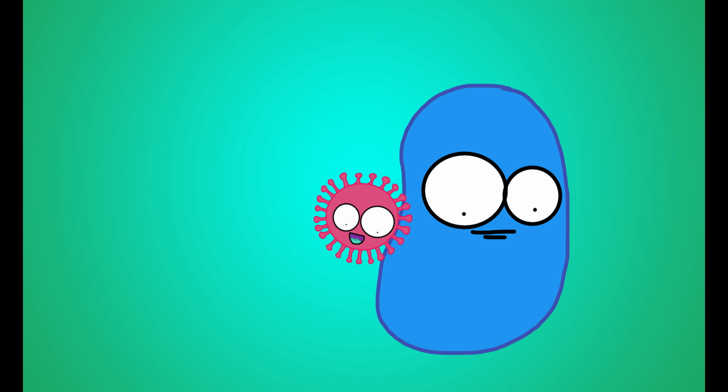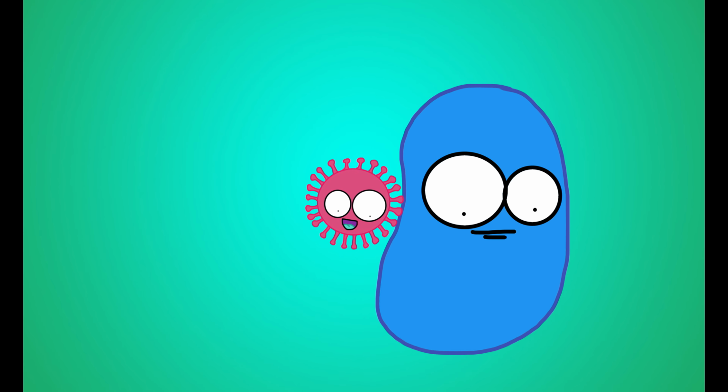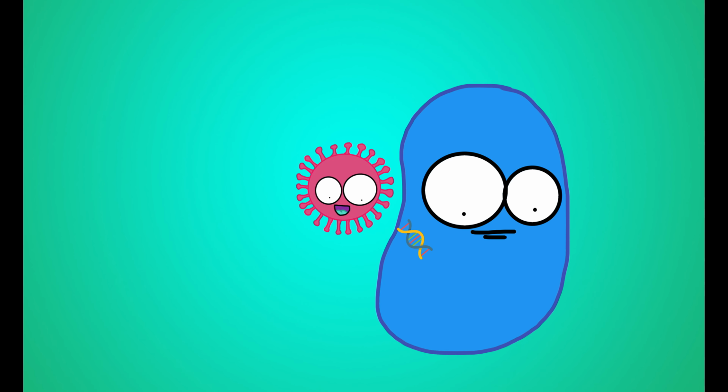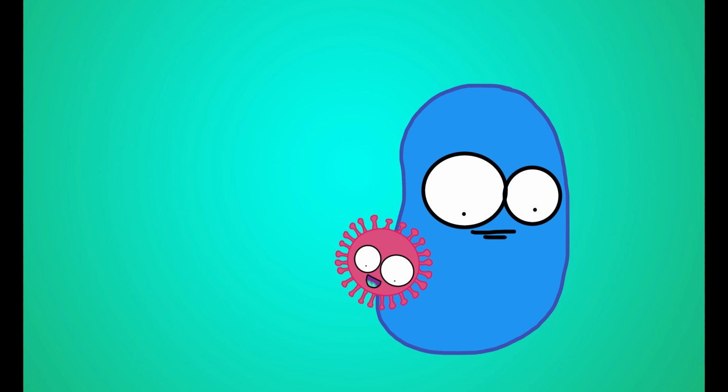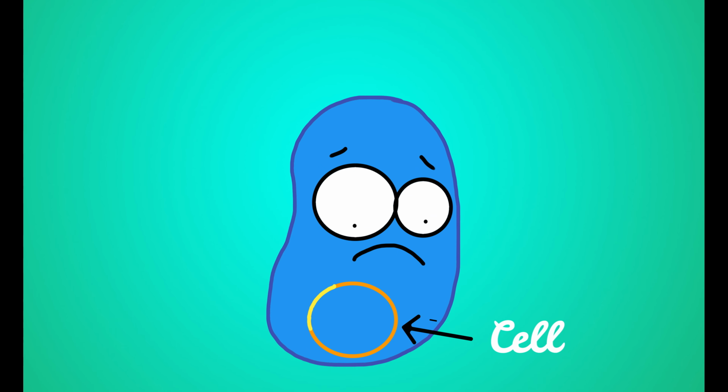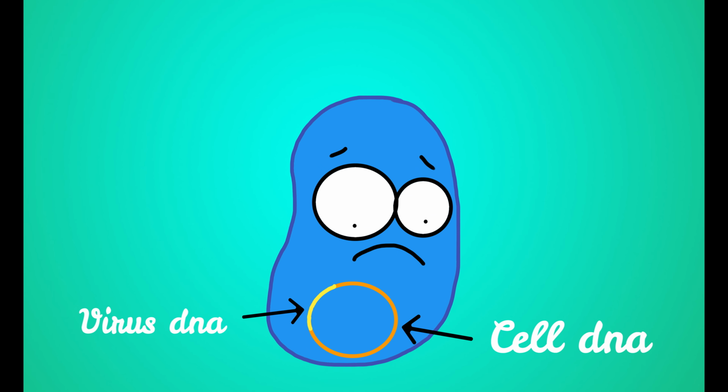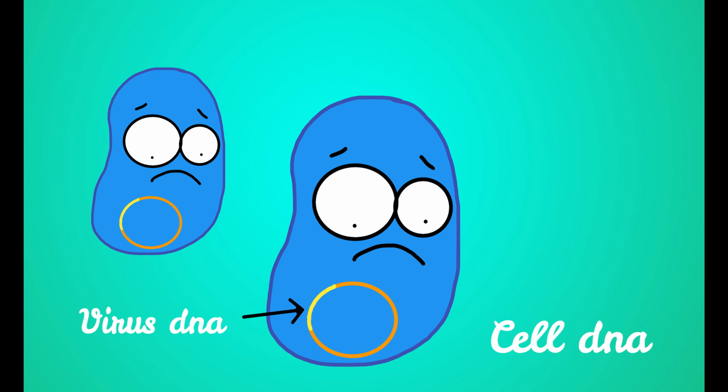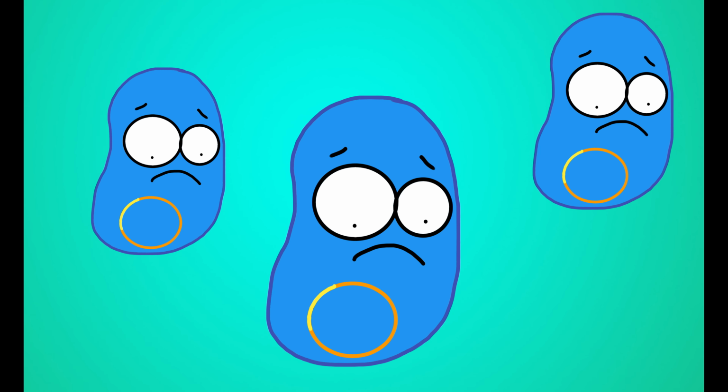The virus attaches onto the cell membrane, and then the virus releases its own DNA. Then what happens is that the virus leaves and the DNA is infected. Then the cell has both its own DNA and the virus DNA. And when the cell reproduces, it's also reproducing the copies of the virus.